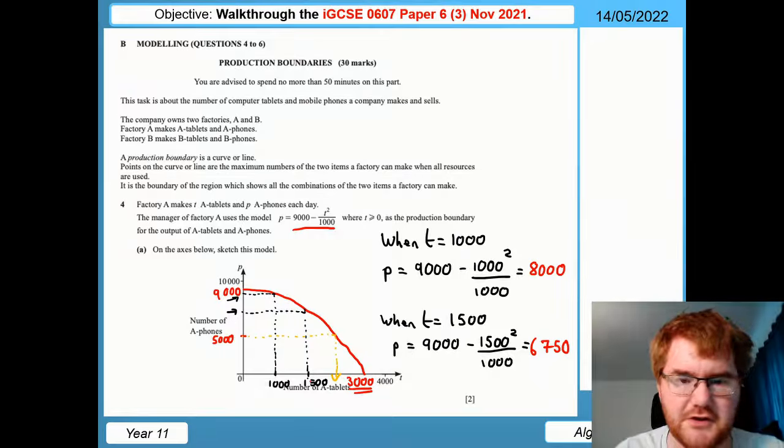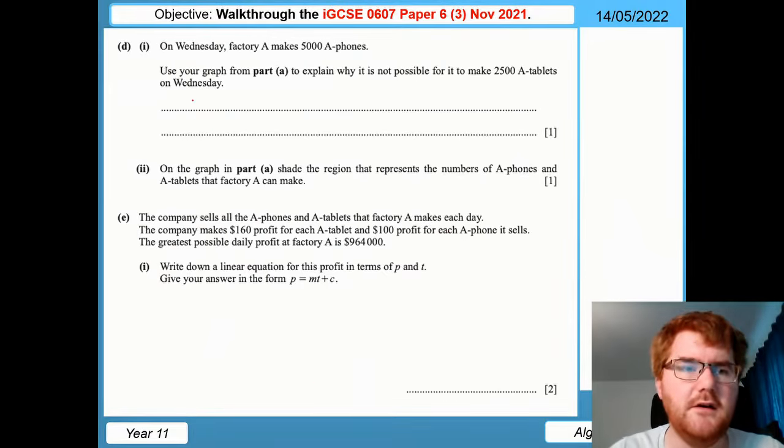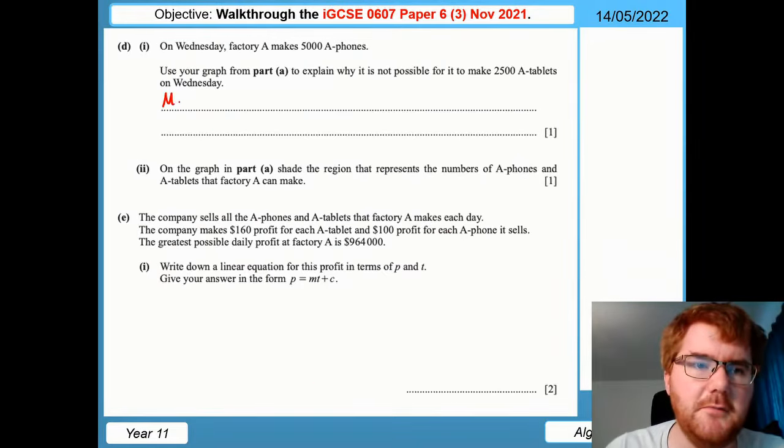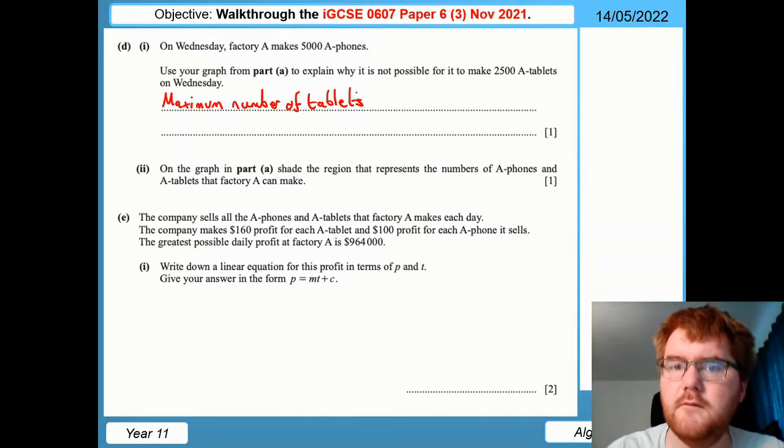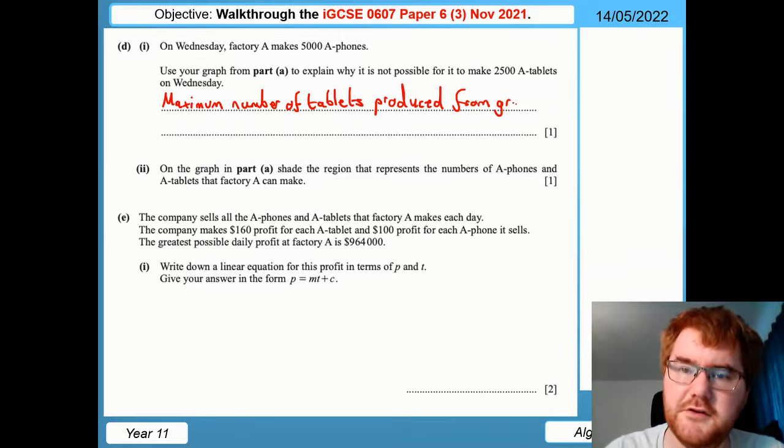So let's go back to the question. So maximum number of tablets produced from graph is 2,000.